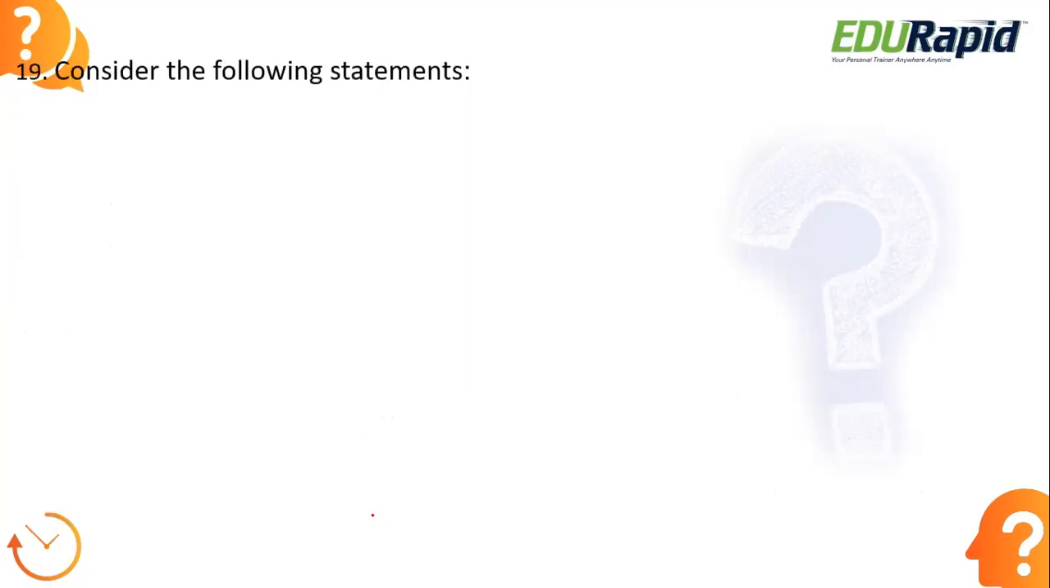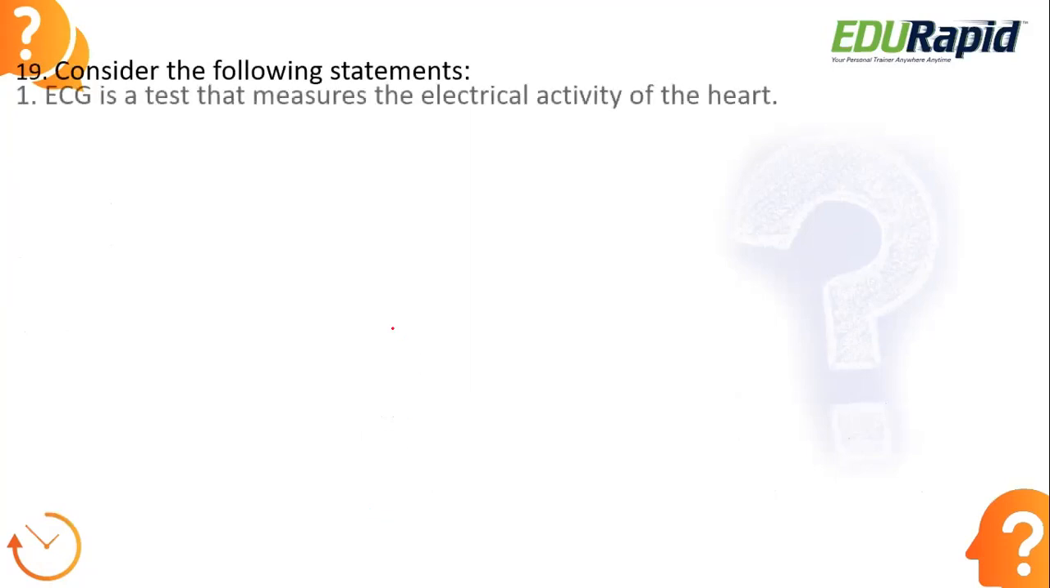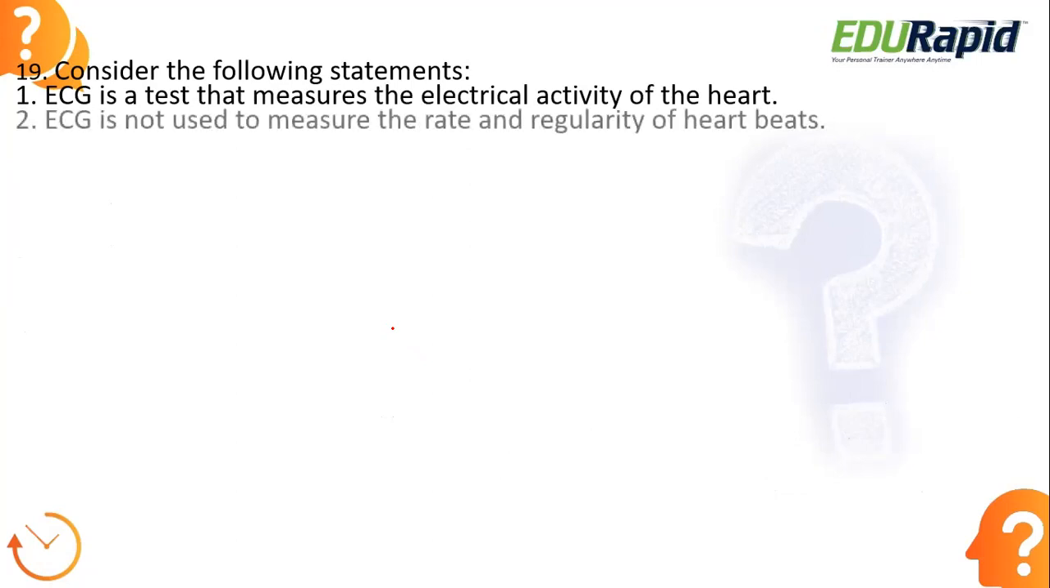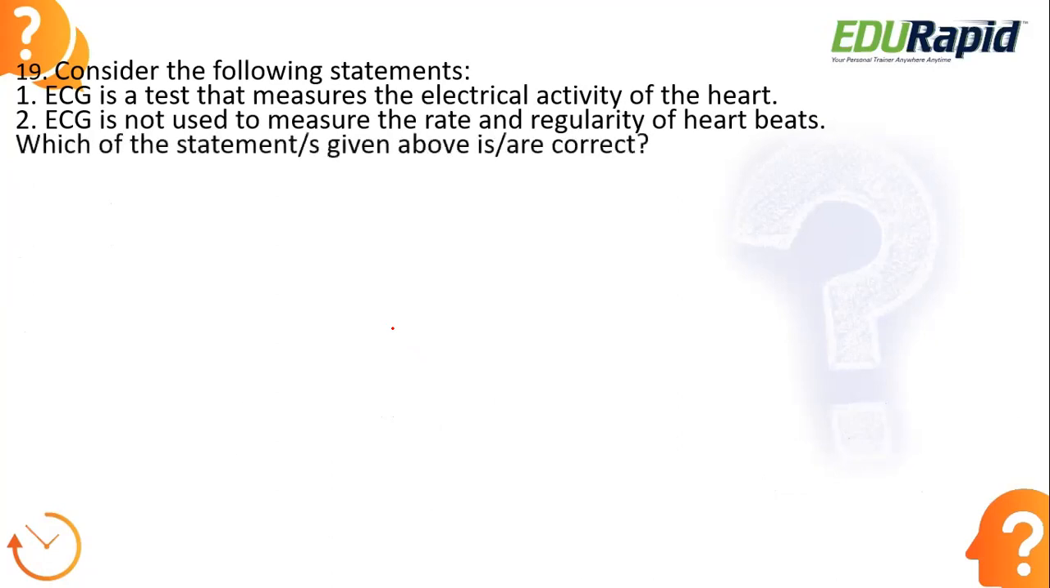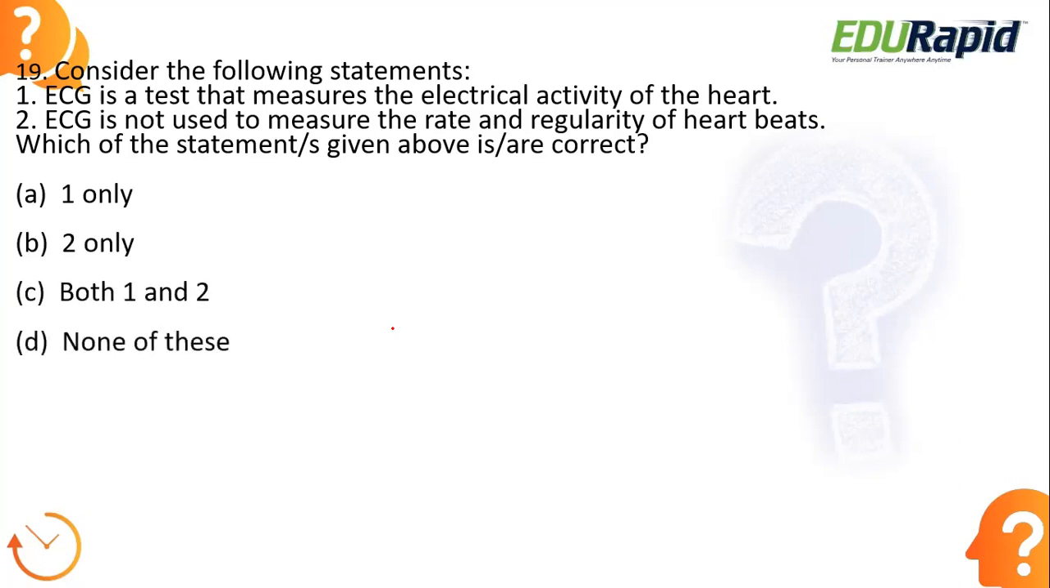Looking at the next question, consider the following statements. One: ECG is a test that measures the electrical activity of the heart. Two: ECG is not used to measure the rate and regularity of heartbeats. Which of the statements given above are correct? Option A, 1 only. Option B, 2 only. Option C, both 1 and 2. Option D, none of these.